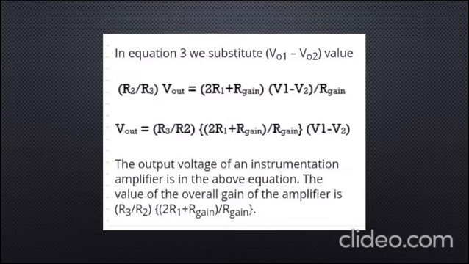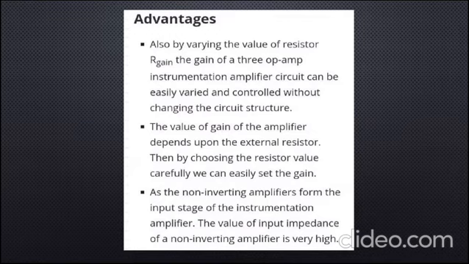R2 divided by R3 Vout equal to (2R1 plus R gain) into (V1 minus V2) divided by R gain. Next step, Vout equal to R3 divided by R2 into (2R1 plus R gain) divided by R gain into (V1 minus V2). The output voltage of an instrumentation amplifier is in the above equation. The value of the overall gain of the amplifier is R3 divided by R2 into (2R1 plus R gain) divided by R gain. Next, the advantages of instrumentation amplifier.